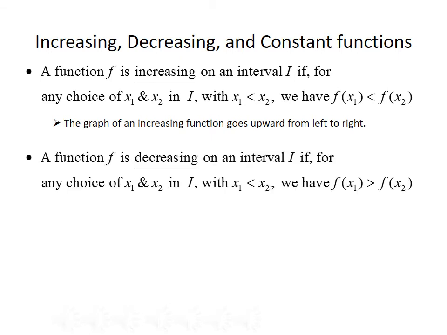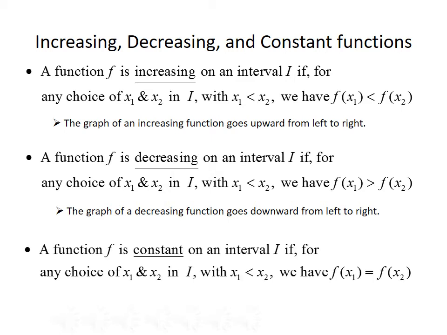All right, next, by definition, a function f is decreasing on an interval I if for any choice of x1 and x2 in I, with x1 less than x2, we have f of x1 is greater than f of x2. This means that the graph of a decreasing function will go downward when examined from left to right.